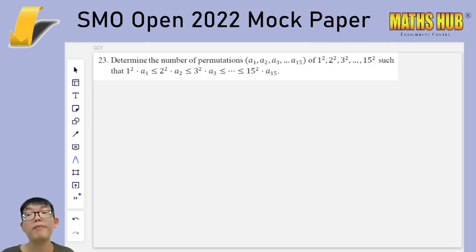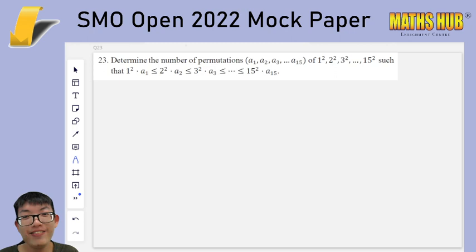Question 23. This is also adapted from a more recent IMO shortlist problem. We are supposed to find the number of permutations of 1 squared to 15 squared such that this product of 1 squared times A1, 2 squared times A2, 3 squared times A3, all the way to 15 squared times A15 is in order. You may have some memories of this from the earlier question where I asked you to sum up all of this stuff, but this is of course completely different from that. I just decided to put squares there almost as a little bit of callback humor.